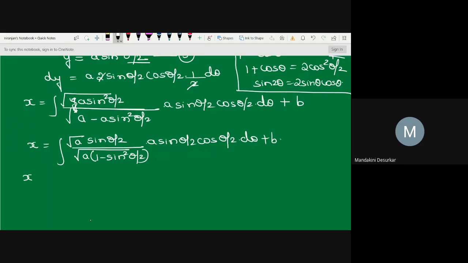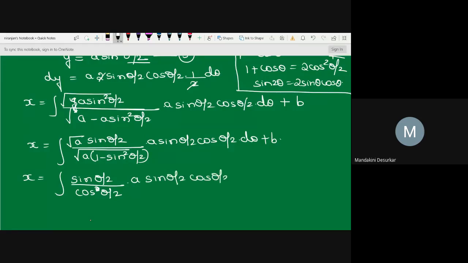So x is equal to the integration, root of a gets cancelled, here root of a and here root of a. So it is sine theta by 2. What about this? This is cos square theta by 2. This is cos theta by 2. A sine theta by 2, cos theta by 2.